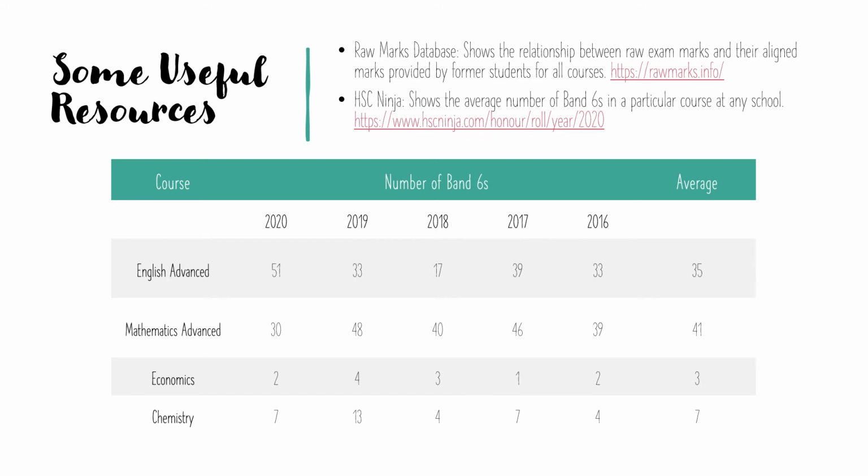If you apply this sort of method to your own courses, it can be useful in determining the rank you would need to get a Band 6. However, that's just an approximation, and it's important to remember that there's lots of fluctuations between each year, because you can have some years that are better at maths and other years that are better at English and so forth. So it's important to remember that.